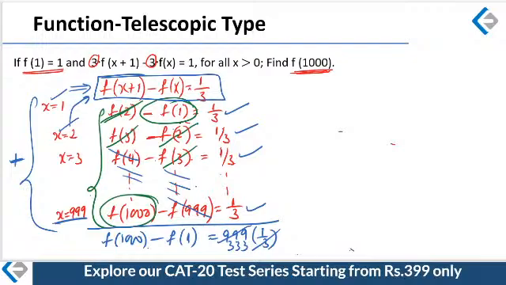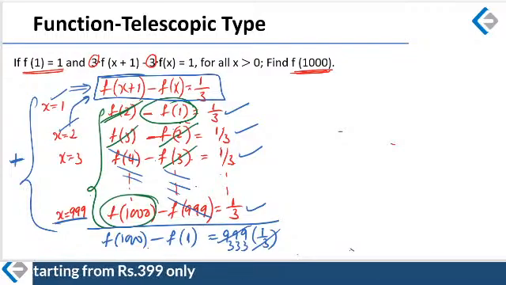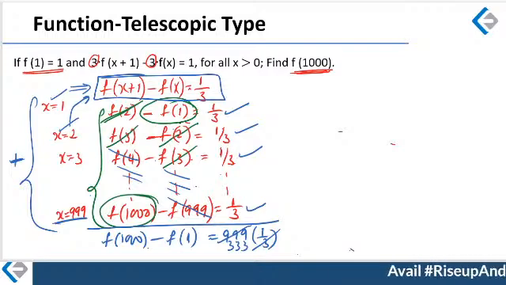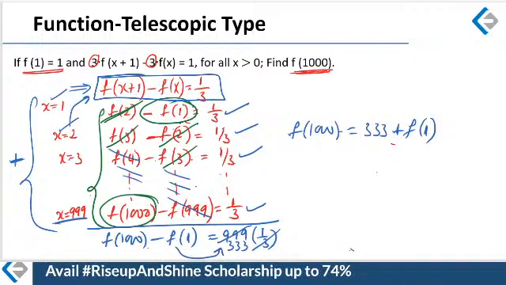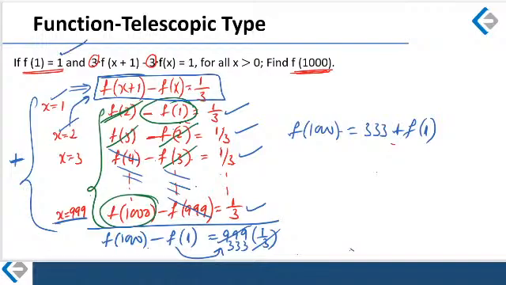So you would say that the required answer, f of 1000, is also nothing but 333 plus f of 1. Just get this f of 1 to the other side, plus f of 1. What is f of 1? The value is given to me as 1. I substitute, therefore you got your final answer as 334. Simple question, 334.